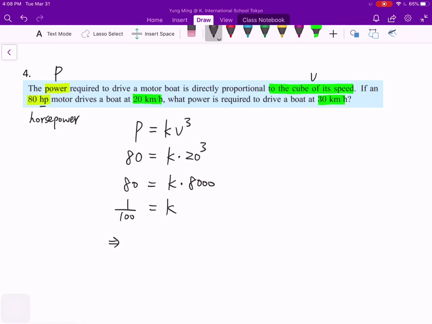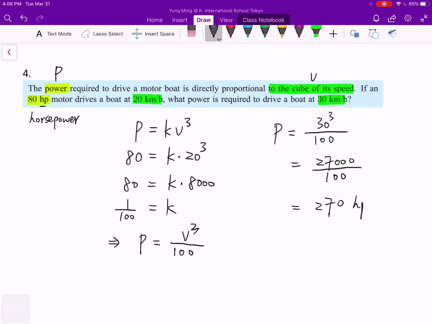That tells us that the relationship between the power and the cube of the velocity is P equals V cubed divided by 100. Okay, so now we can use that. P is equal to V cubed divided by 100, but in this case, our V becomes 30. So 30 cubed divided by 100, and that's going to give us 27,000 over 100, and that's 270 horsepower.